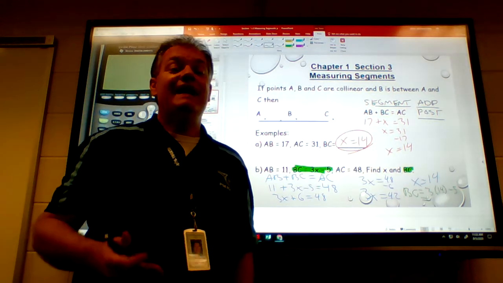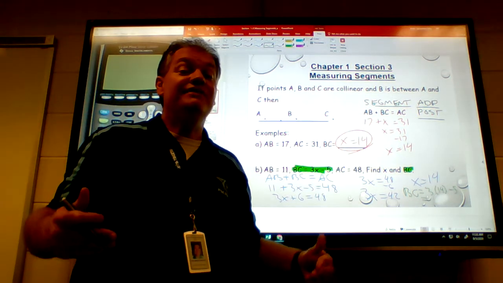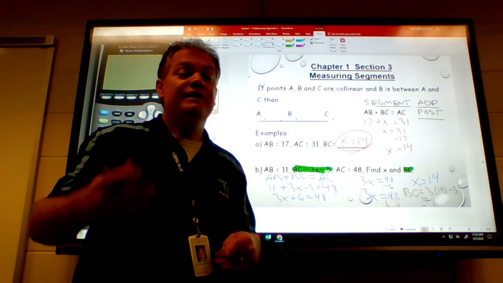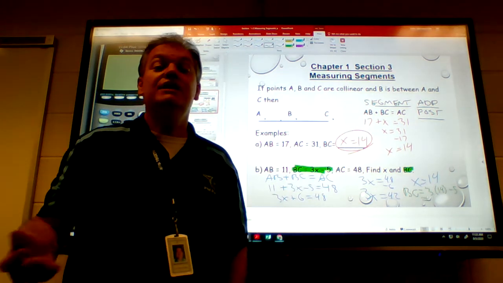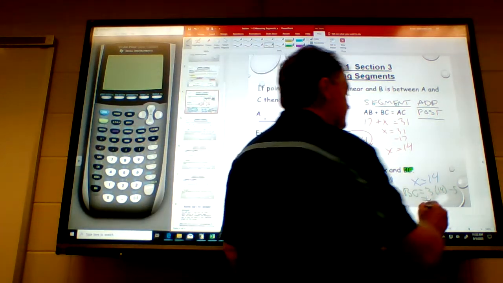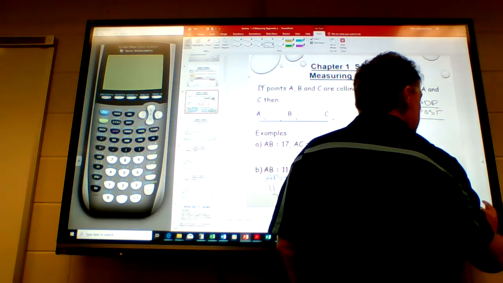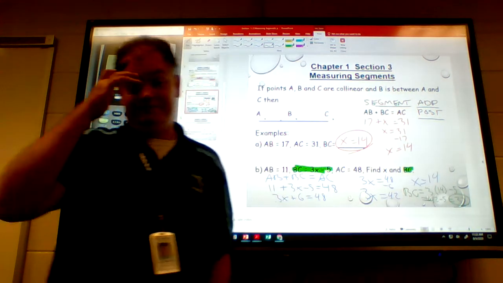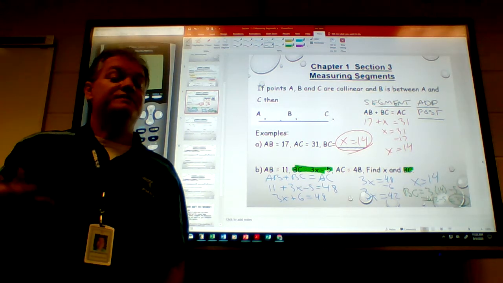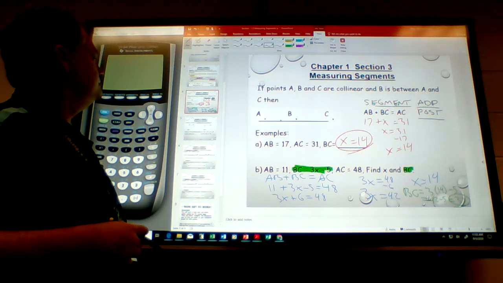You have to look at what it's asking for. If it's asking for the value of x, you're done. But if it asks for something else after that, you have to plug in that value of x and use that to help you get what you're missing. In this case, it's BC. So 3 times 14 is 42, minus 5 is 37. Okay, so we have that.